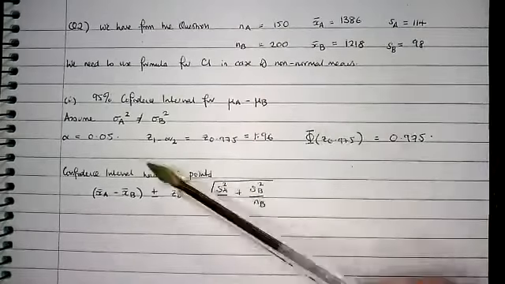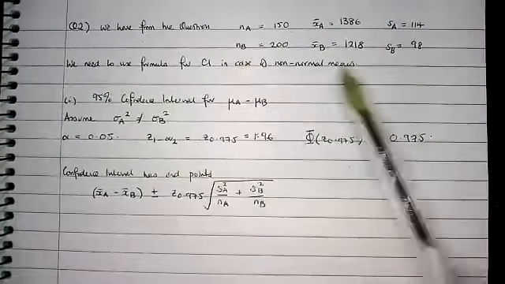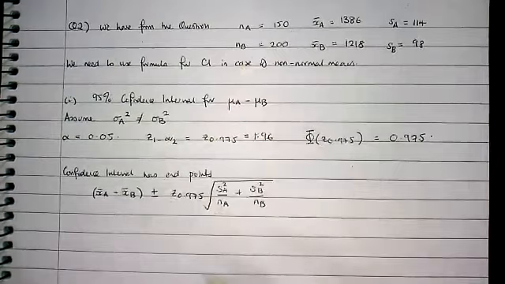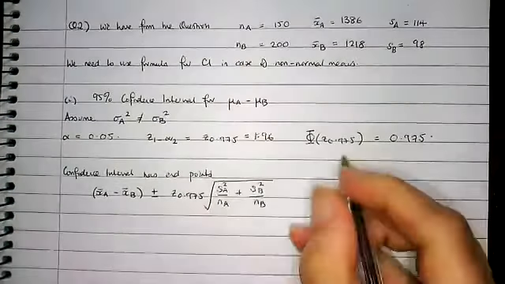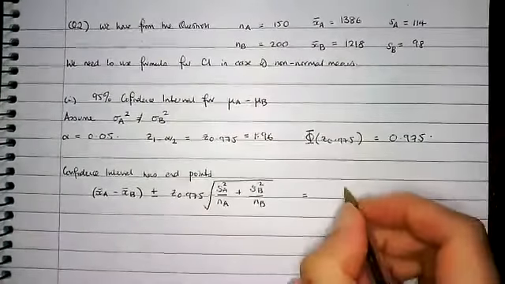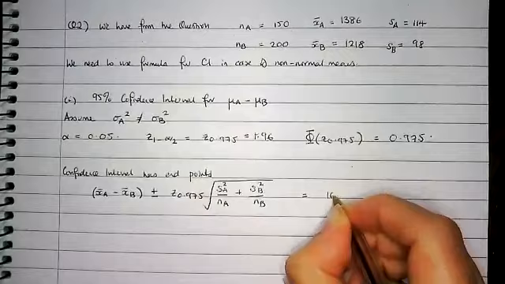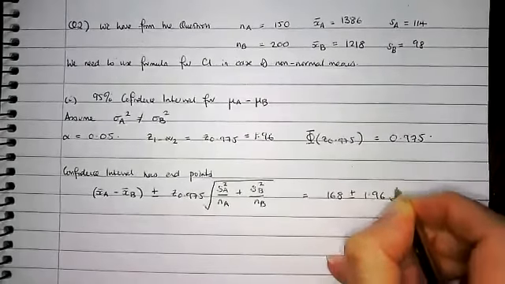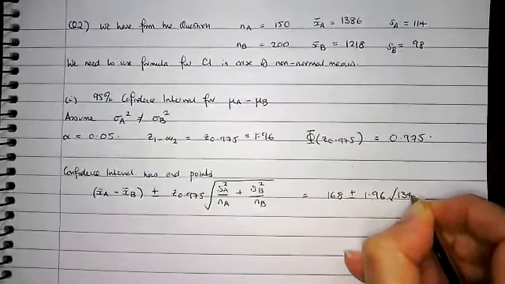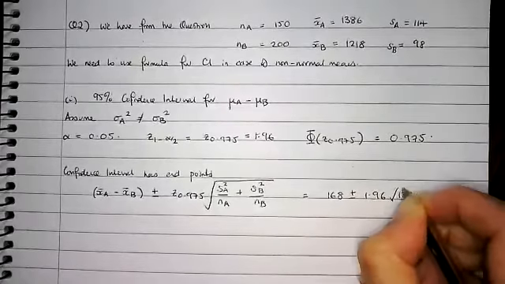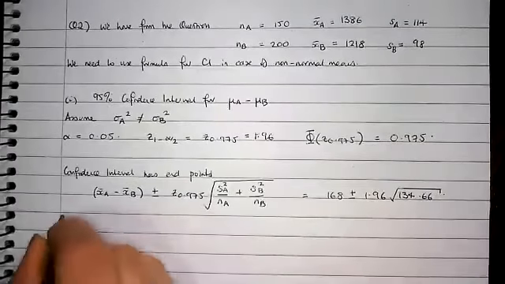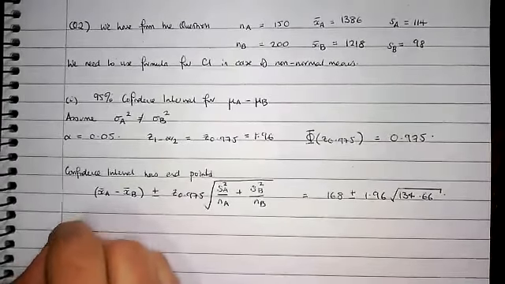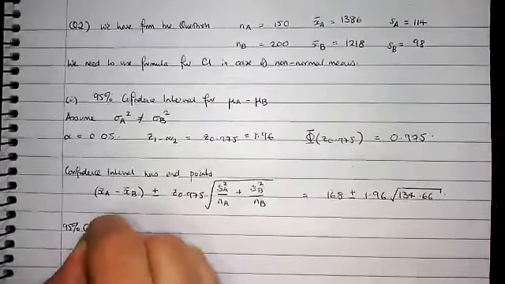So if I take the values I was given in the question and chuck them into my formula here, I'm going to have the endpoints of my confidence interval as follows: 168 plus or minus 1.96 times the square root of 134.66. Okay, and this is going to mean that the 95% confidence interval that I'm looking for is this.